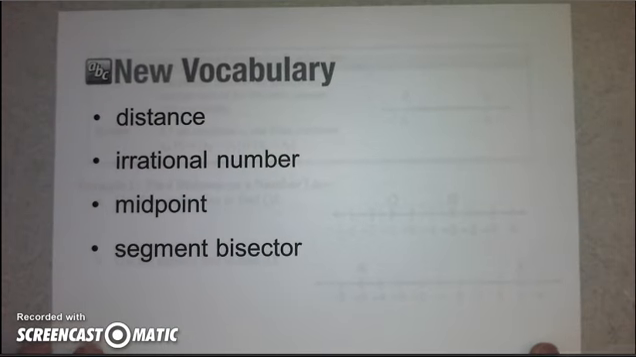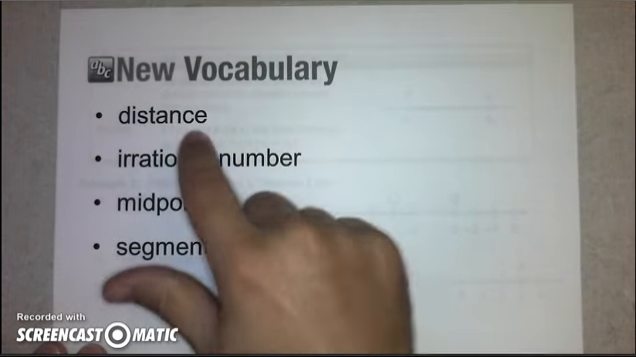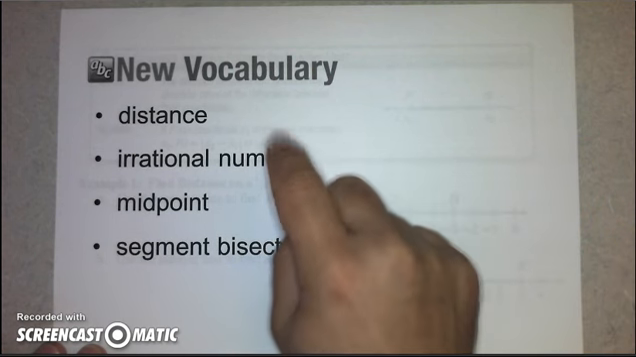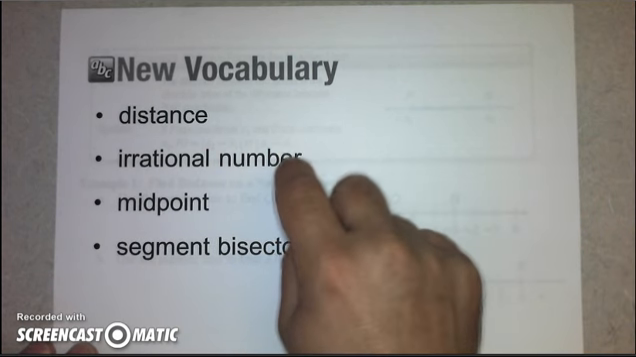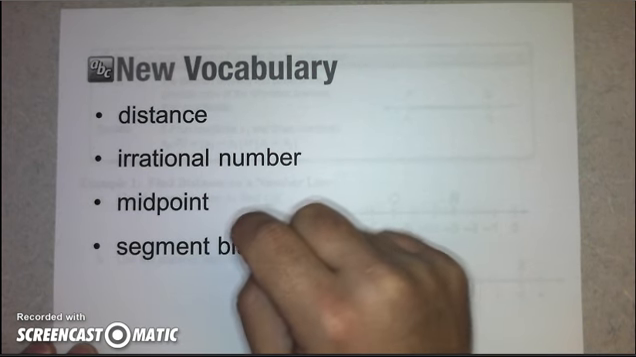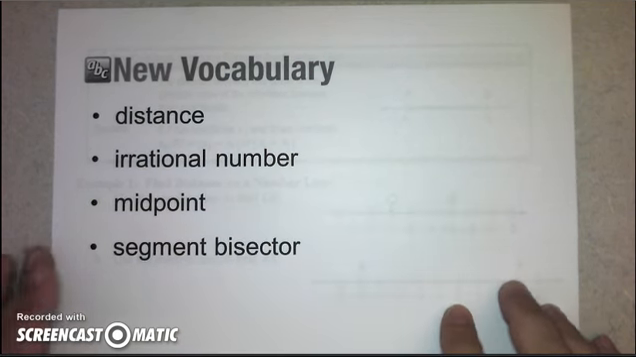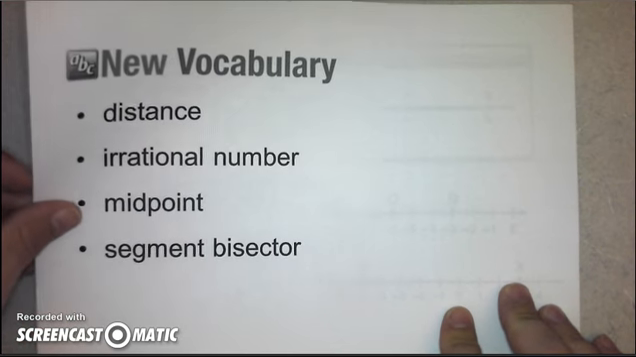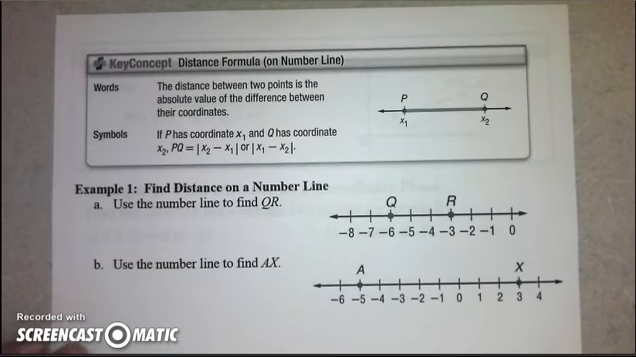So here's some new vocabulary for you. We're going to talk about what distance means. You already kind of know what an irrational number is. We'll talk about that in class, but it won't really be covered in the video. And then midpoint, we'll talk about what that means, and then also what a segment bisector is. We'll talk about all those words in this video.